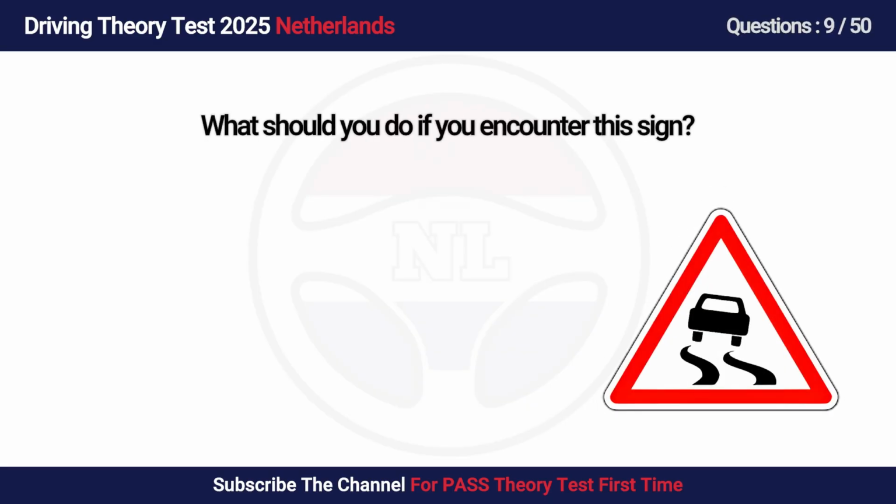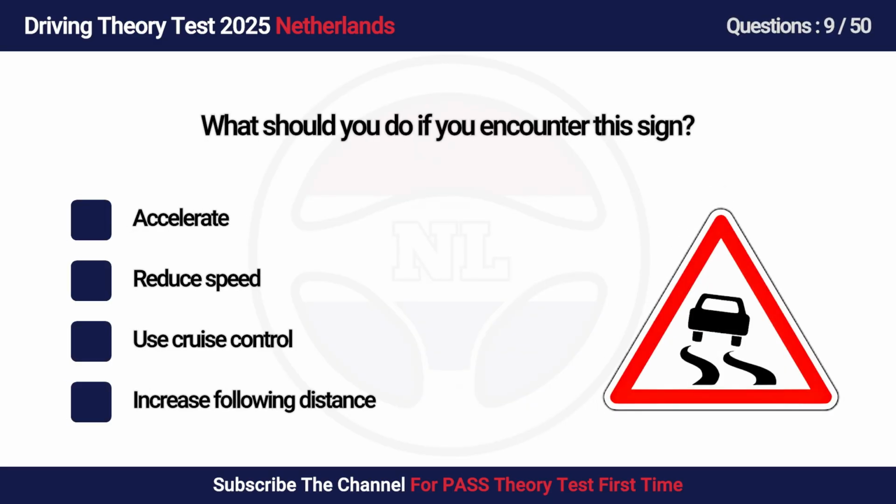Question 9. What should you do if you encounter this sign? A. Accelerate. B. Reduce speed. C. Use cruise control. D. Increase following distance.